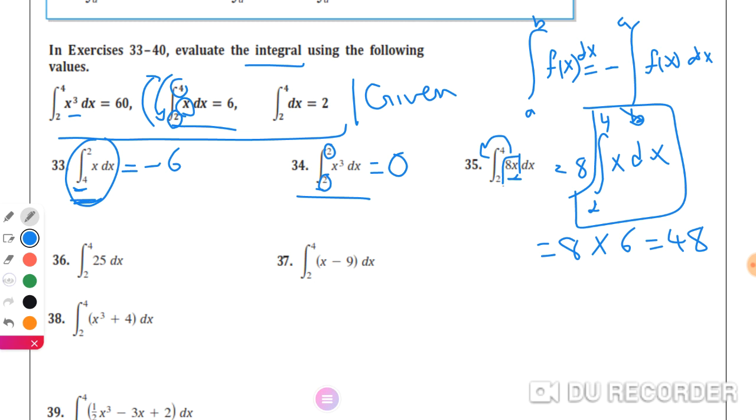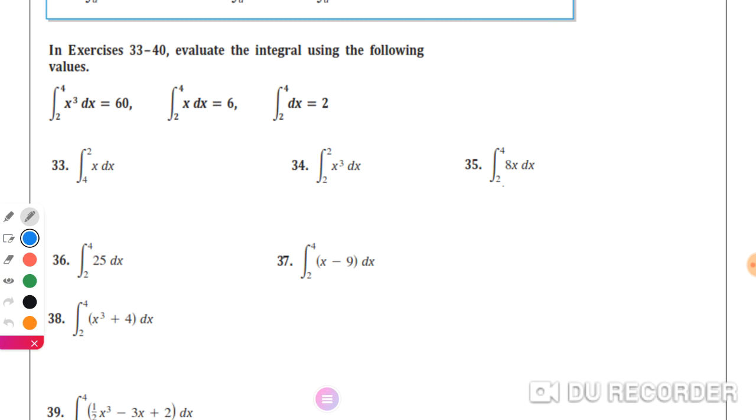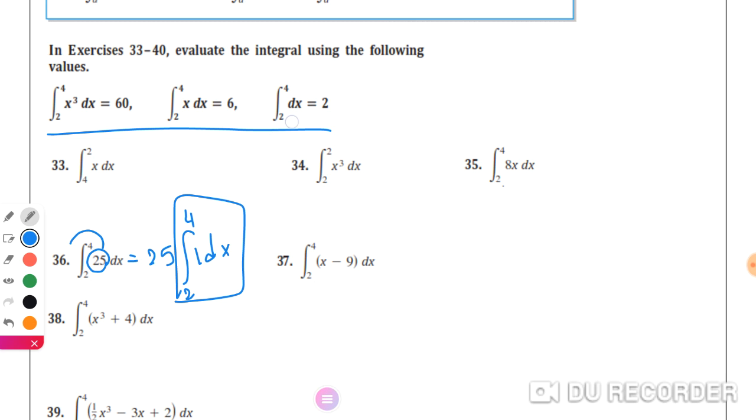The definite integral of functions. Look here, it's a number. Take this number; it will be 25 times the integration from 2 to 4. I don't use the rules of integration, but I use the property of integration and the given value. 1 dx from 2 to 4 will be 25 multiplied by the value of the definite integral which is given, 2. It will be 50. Any number, take it out of the integral symbol.